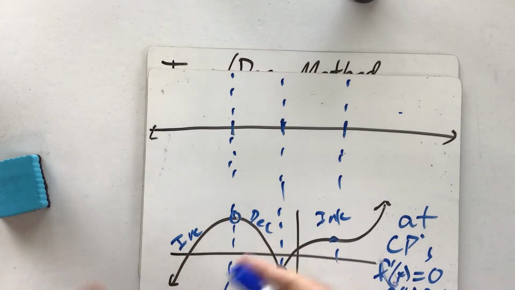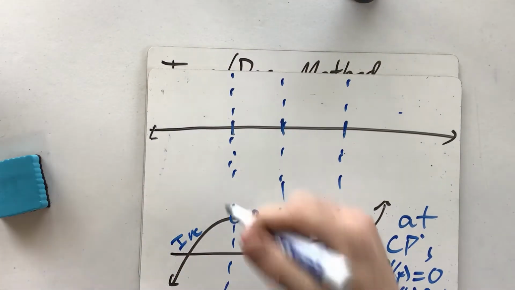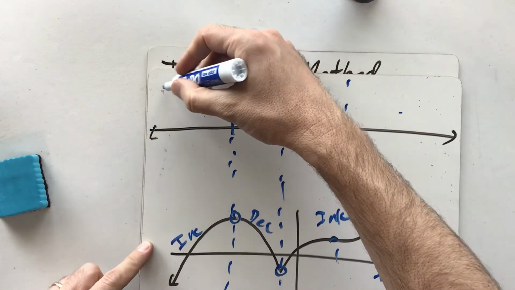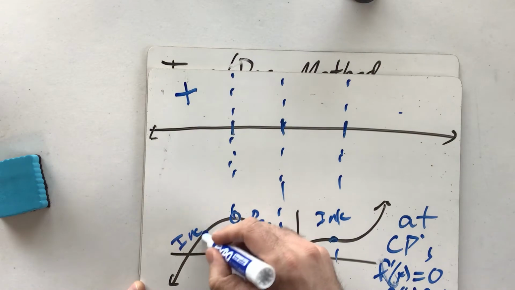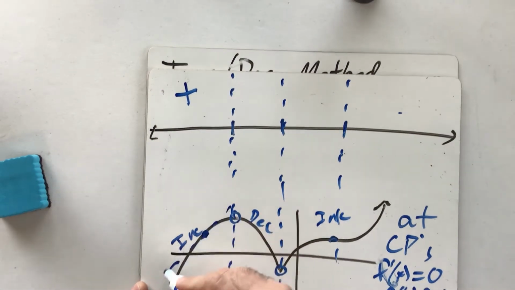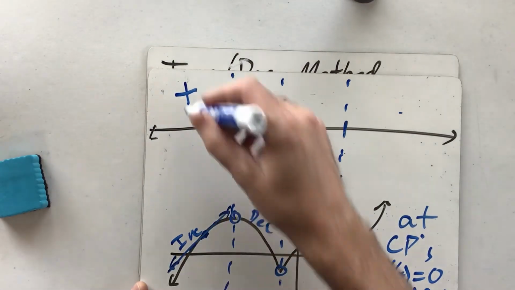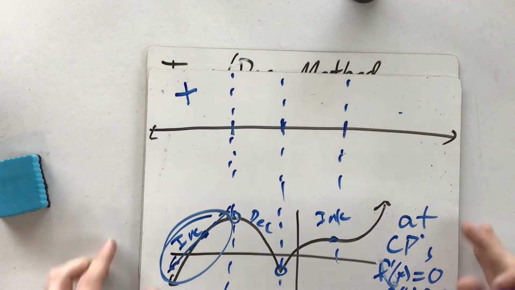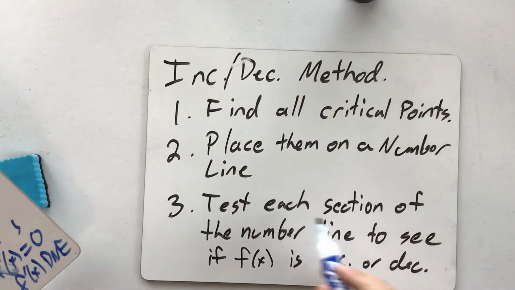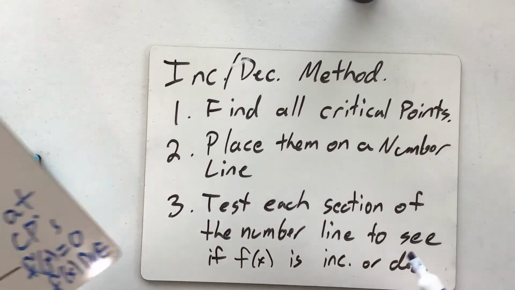I can't be changing from one to another. So I can just test any point and figure out if that's positive or not. I could just pick any point on here, find the slope of that point, and if it's positive, then I know every point in the whole section is positive. So test each section of the number line to see if it's increasing or decreasing.